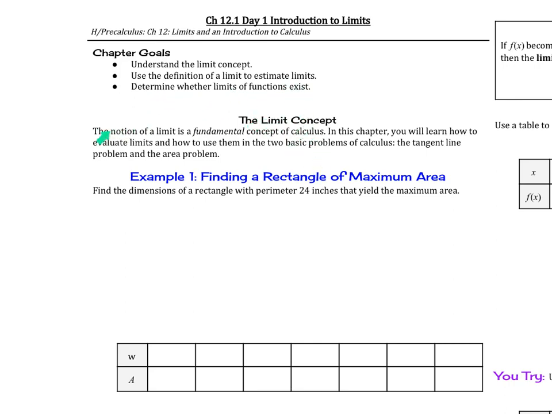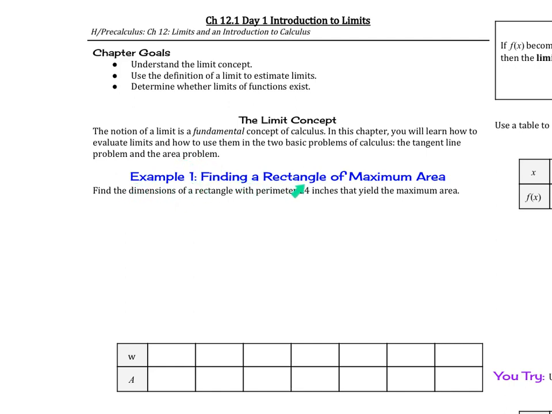So the limit concept. The notion of a limit is a fundamental concept of calculus. In this chapter, you will learn how to evaluate limits and how to use them in the two basic problems of calculus, the tangent line problem and the area problem.